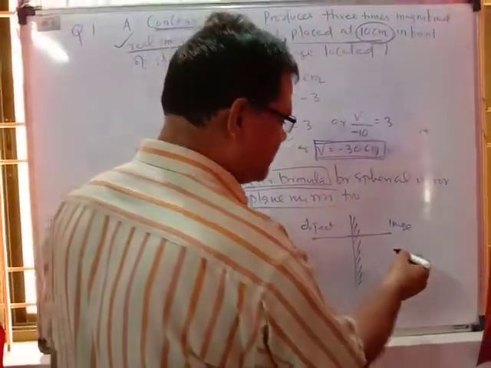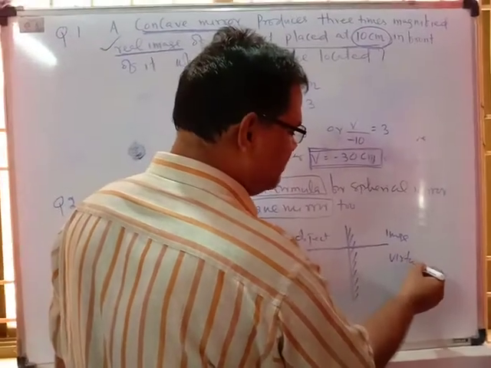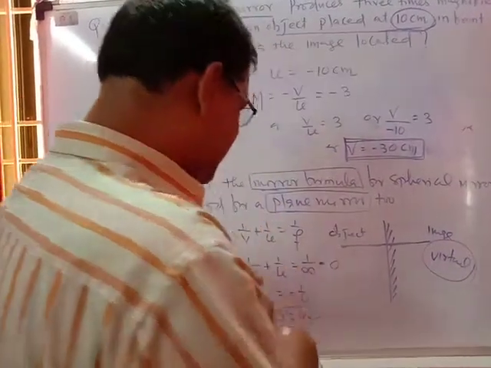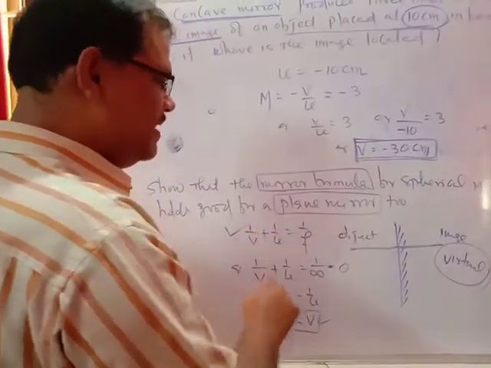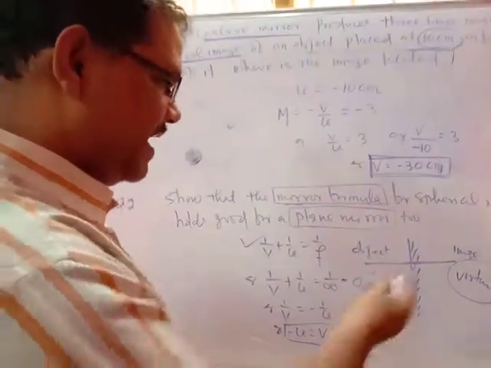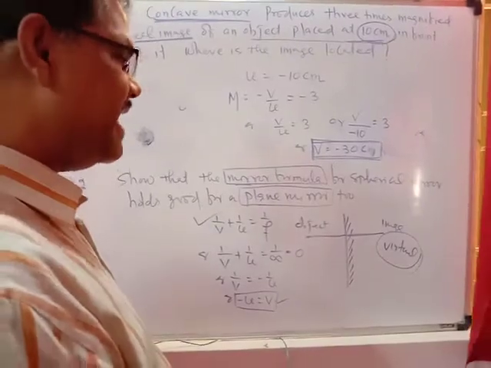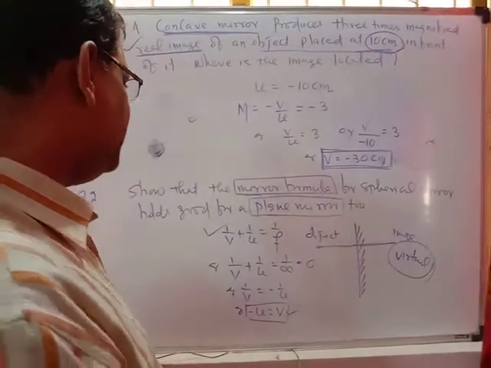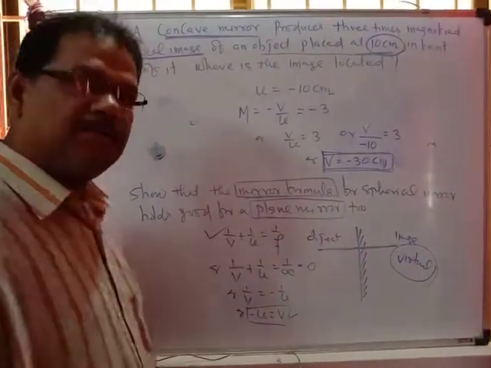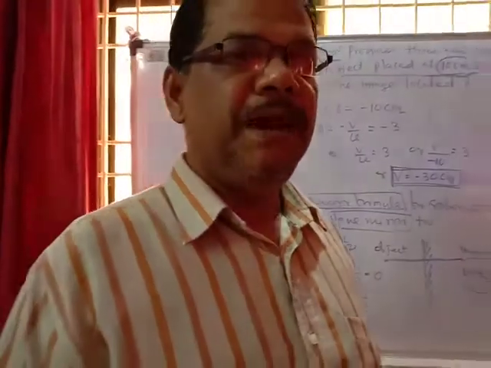The image formed is called virtual. So from the spherical mirror formula we are finding the size and position of the image in the case of the plane mirror. So it is clear that the spherical mirror formula is applicable for the plane mirror.